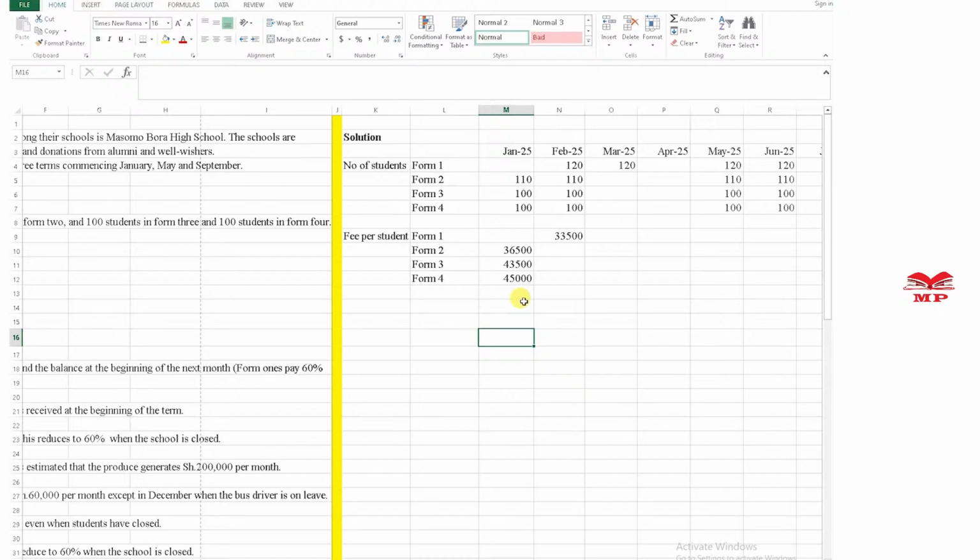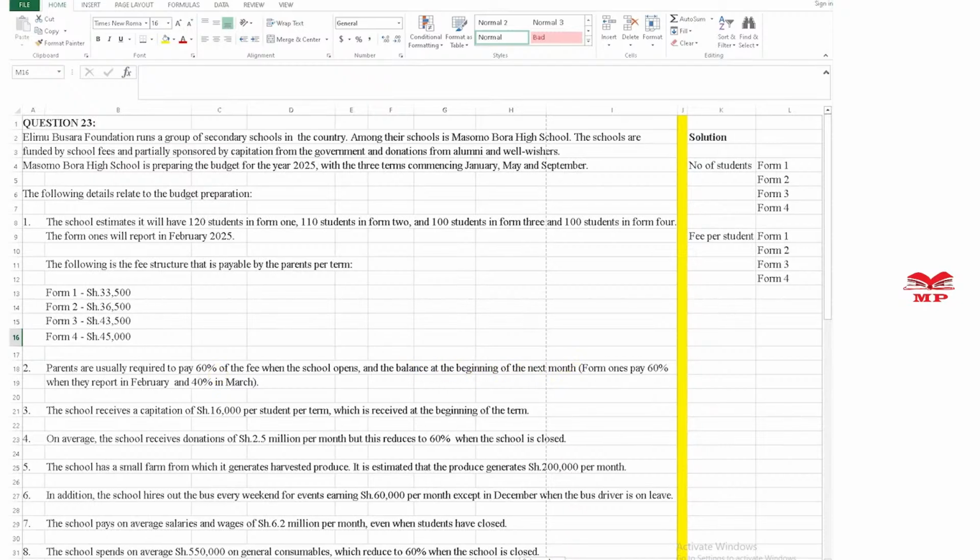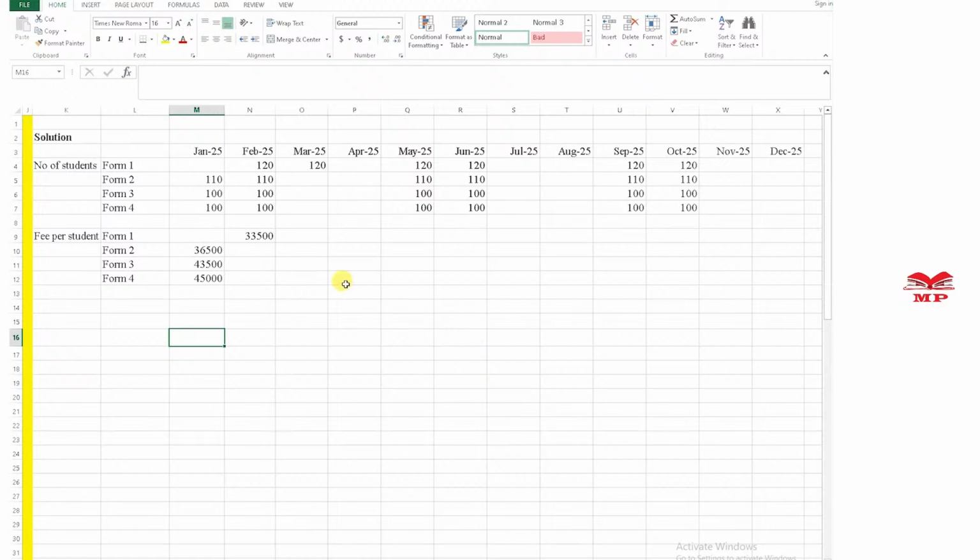Then we are saying that this information is going to be done the same now in May. Let me just confirm one thing. The parents usually pay 60% when the school opens, and the balance at the beginning of the next month. So here, the school opens in May, and we expect to pay the same. So in May, it's just going to be that value, and this one is just going to be that value. Just drag it down like that.